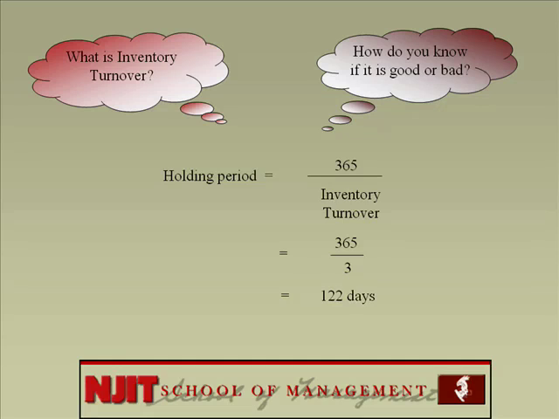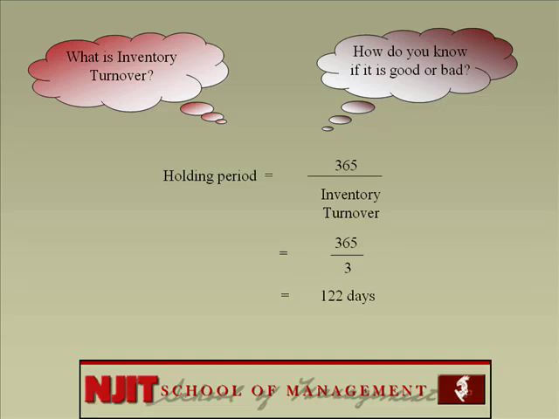This means on average, from the time it came to the warehouse to the time it left because you sold it, the time gap was 122 days. Do you want these days to be high or low? As low as possible. You don't want the inventory stuck in your warehouse. So, one more time. From the time the inventory came to the warehouse to the time it left, 122 days. Is that good or bad?